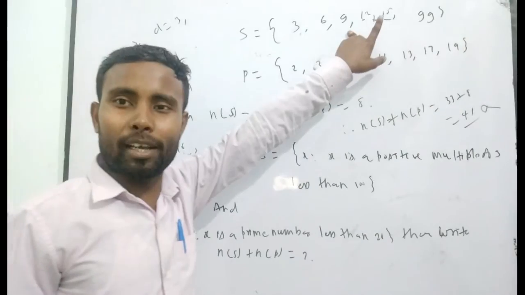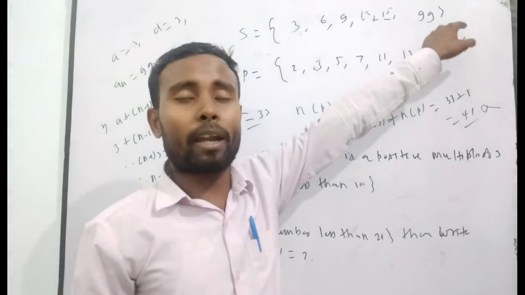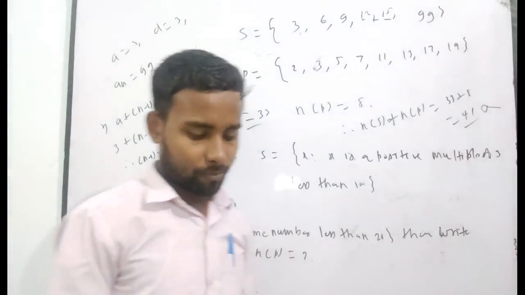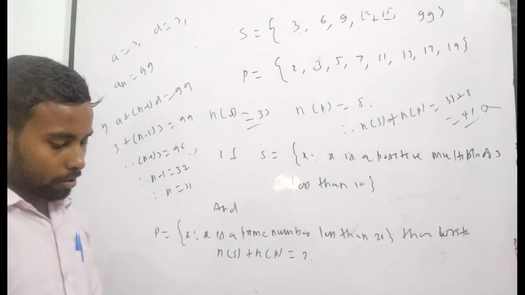You can also count here, but you have to write each and every element: 15, 18, 20, 21, 24, 27.